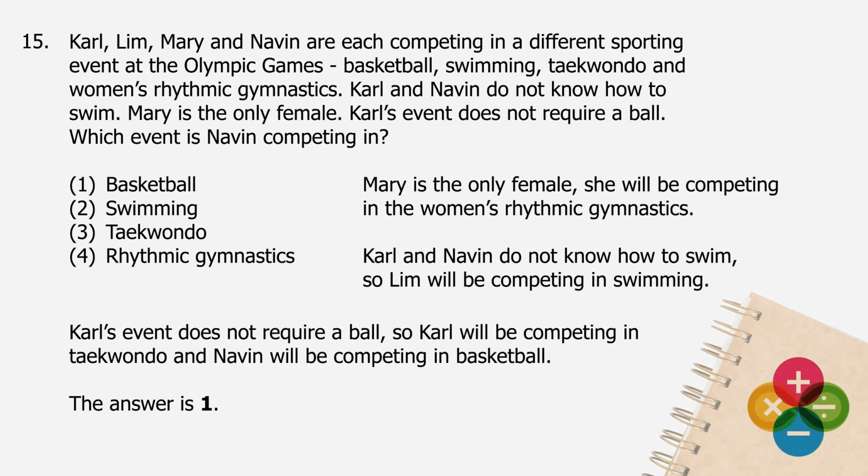Mary is the only female. She will be competing in the women's rhythmic gymnastics. Karl and Navin do not know how to swim, so Lim will be competing in swimming. Karl's event does not require a ball, so Karl will be competing in taekwondo, and Navin will be competing in basketball. The answer is 1.